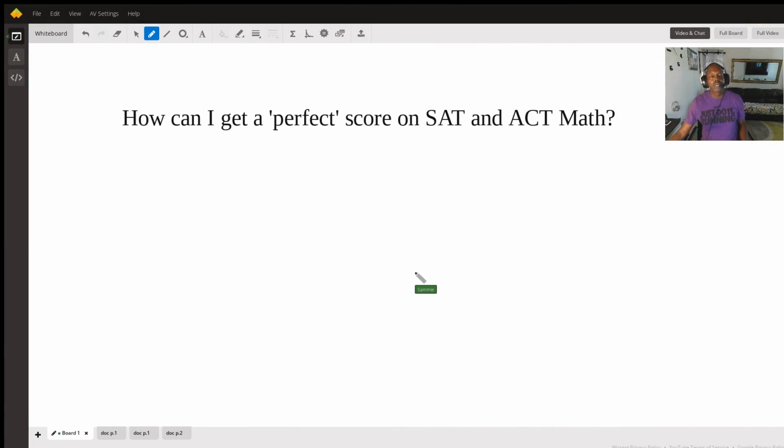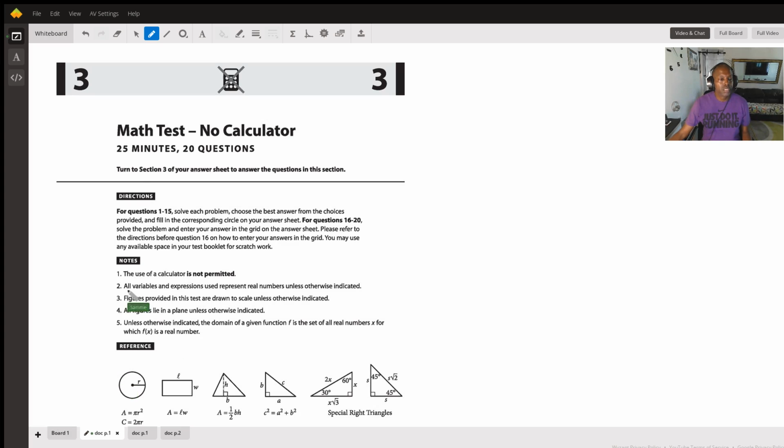Okay, so how can I get a perfect score in the SAT and ACT math? Let's look at some examples. This is the math no calculator portion of the SAT, 25 minutes, 20 questions, roughly 1.25 minutes per question. So that means you really got to hustle. Let's see how fast we can run through some questions on this test.